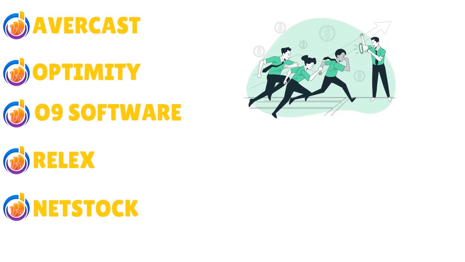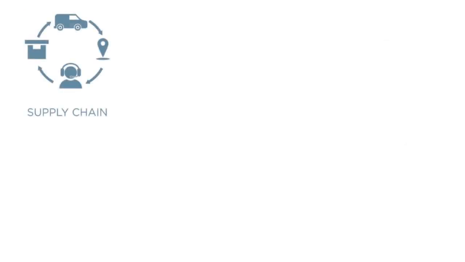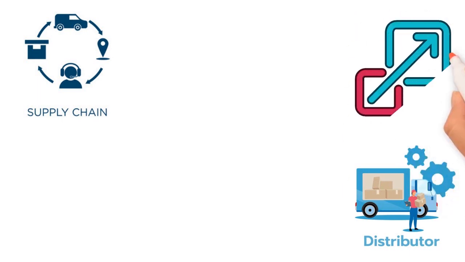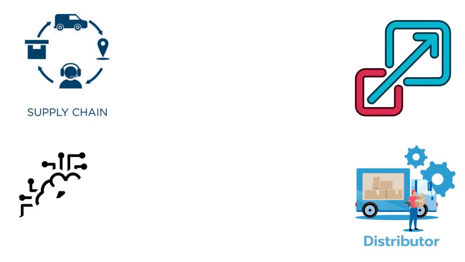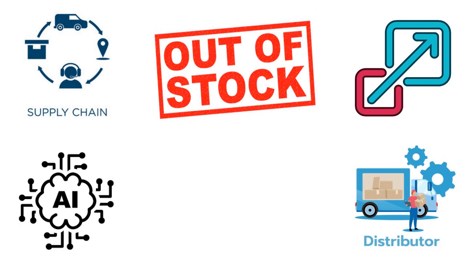And for instance, when you have Avercast, you have a demand planning and forecasting software to help you improve your supply chain. For Optimity, you have a supply chain planning software for manufacturing and distribution companies. You have O9 software. This is a cloud-native platform built to scale. For Relex, you have an AI-driven solution for optimizing retail processes. And for NetStock, you are able to actually use the tool to reduce excess inventory and prevent stockouts. This is kind of cool.